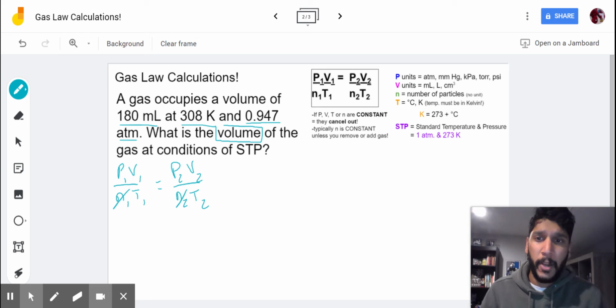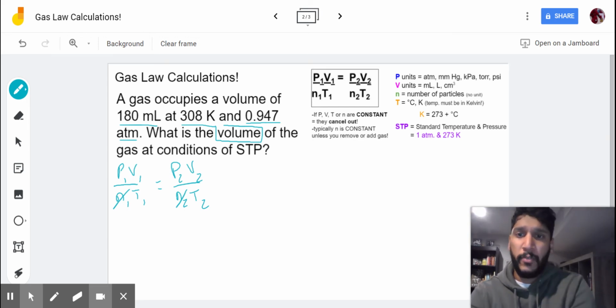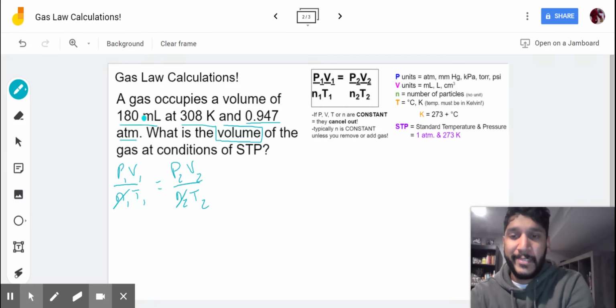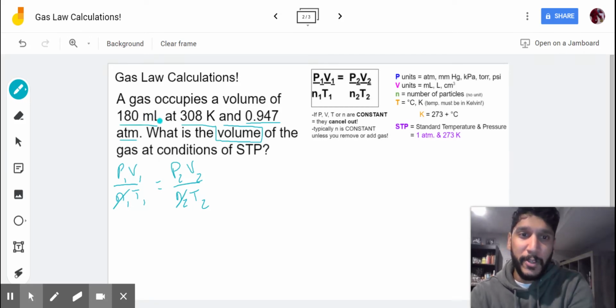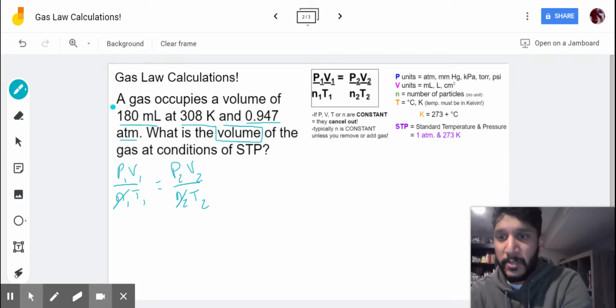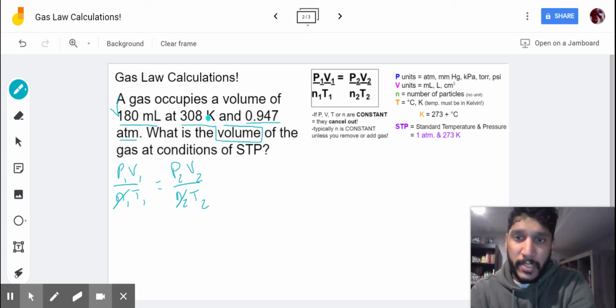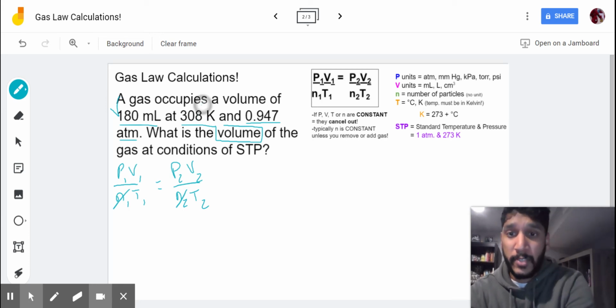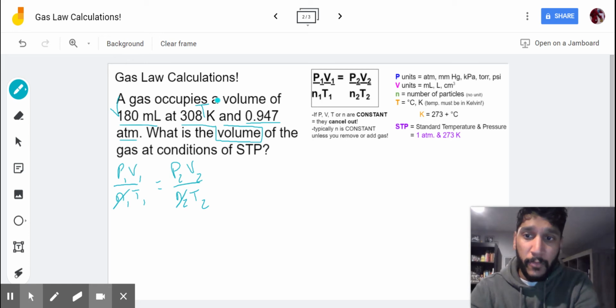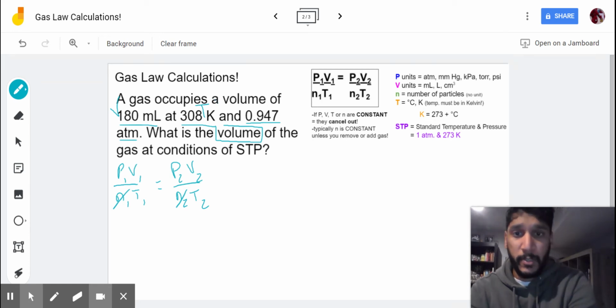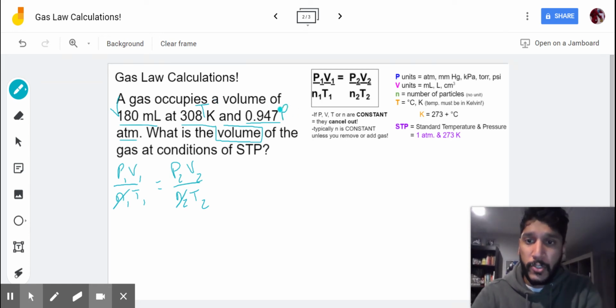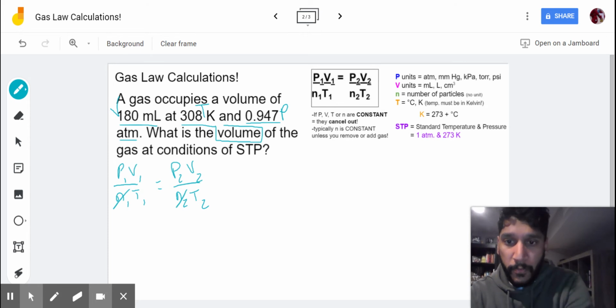So let's go in and plug some numbers in. Pressure 1. So if we go back to our problem, let's do that first. So 180 milliliters. Milliliters is a unit for volume. Let's label that guy volume. 308 Kelvin. Remember, Kelvin is the unit for temperature. So that's our T. 0.947 atm, so atmosphere. That's going to be a unit for pressure. So initial pressure is 0.947 atm.